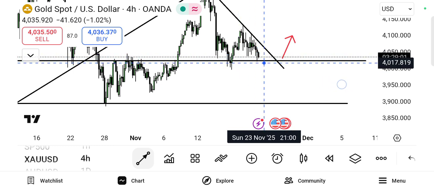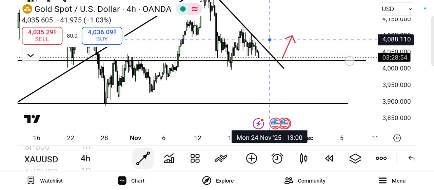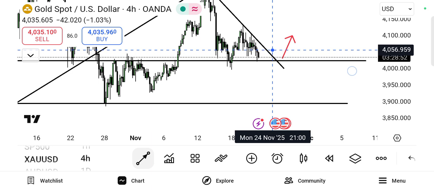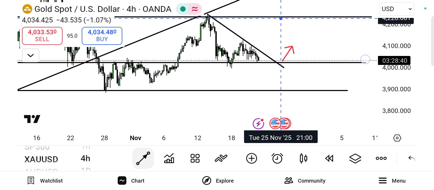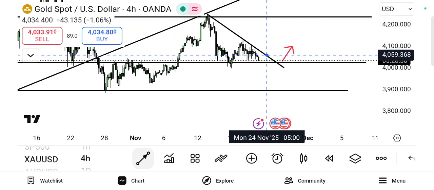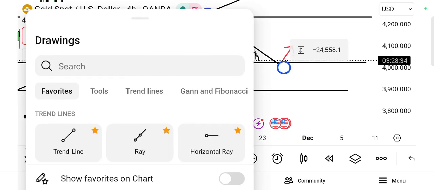So if this double bottom should be respected, I'll be expecting this. If I could see a breakout of here, a 4-hour breakout, then I will say I'm 80% sure about the buy of this. At least the next target should be the next black zone. You get me? Next target should be the next black zone. So I'm through with the analysis.